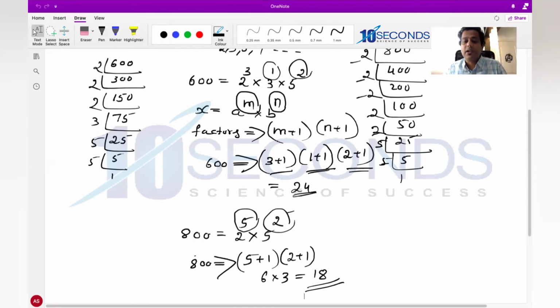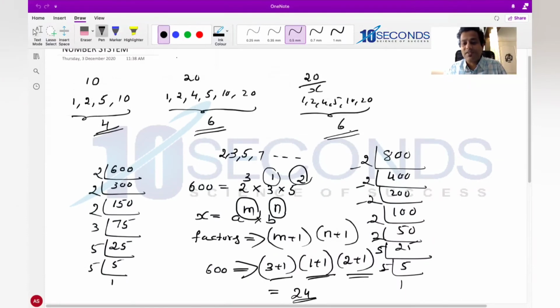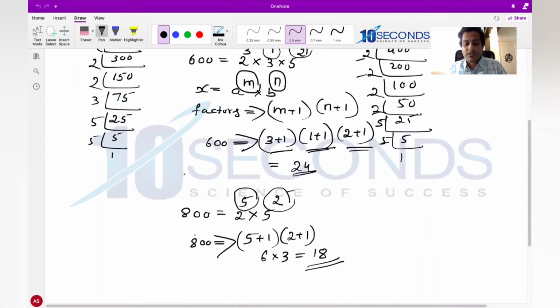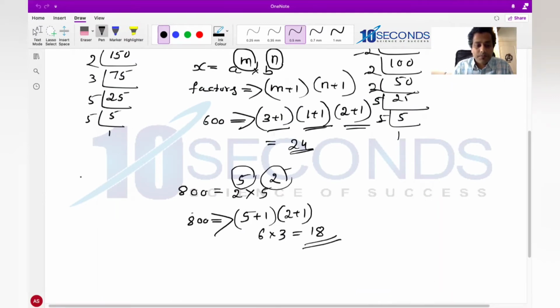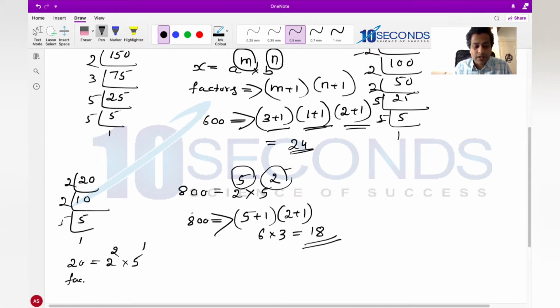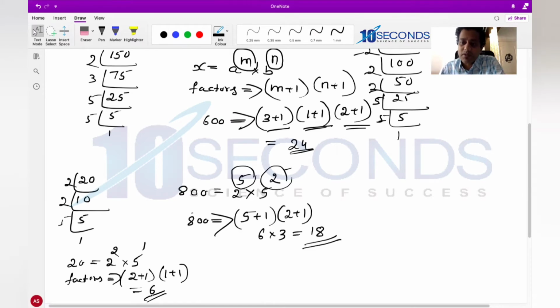Now let's cross check it for 20. Time to cross check. Is 6 right or wrong? If this formula is working or not, we need to check it. So 20 equals what now? 2 only 2 times, 5 only once. So the number of factors are 2 plus 1, that is 3, then 1 plus 1, that is 2, 6. Same number, right? So 20 is divisible by 6 different numbers.